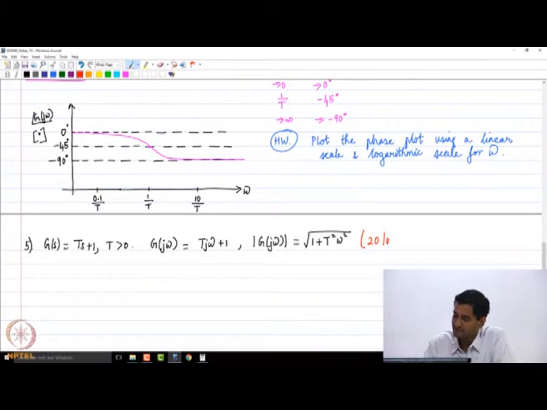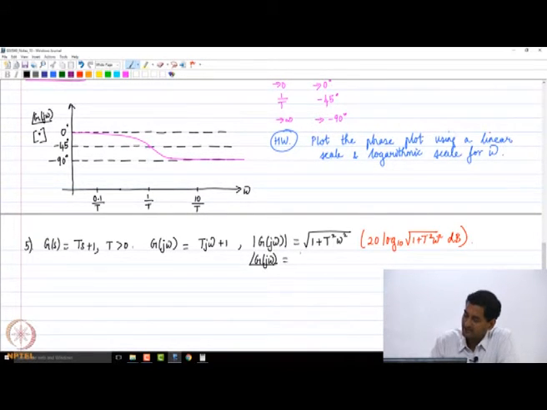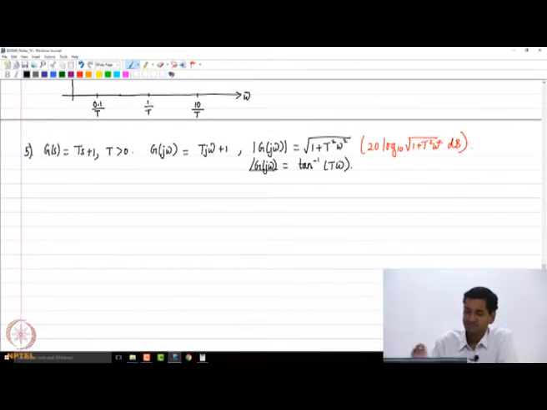So, obviously, in terms of decibels, it is just going to be 20 log of the square root of 1 plus T squared omega squared, right. What about the phase of G of j omega? It is going to be just tan inverse of T omega. So, now you are going to help me with it. It is pretty straightforward to conclude these things.